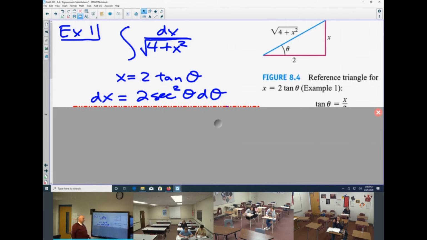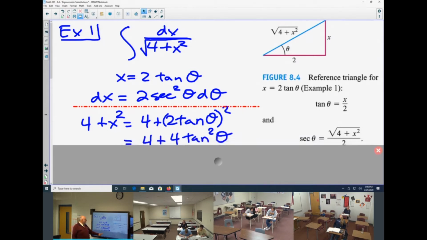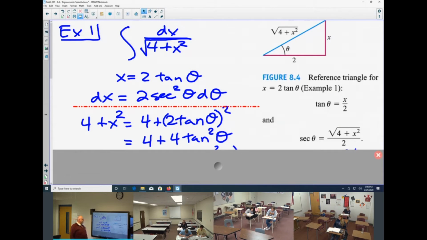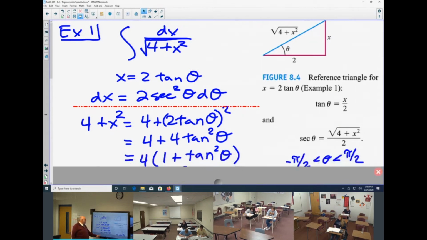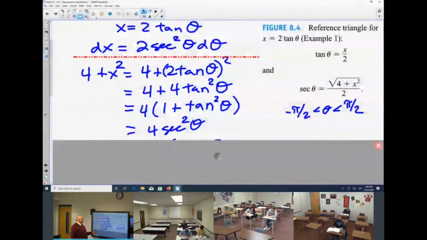All right, now you're going to substitute in 4 plus x squared. And so you get 4 plus 2 tangent theta quantity squared. So when you square that out, you'll get 4 tangent squared theta. So now when you factor out a 4, you get 1 plus tangent squared theta, which is secant squared theta. And so now this is going to go under the radical.